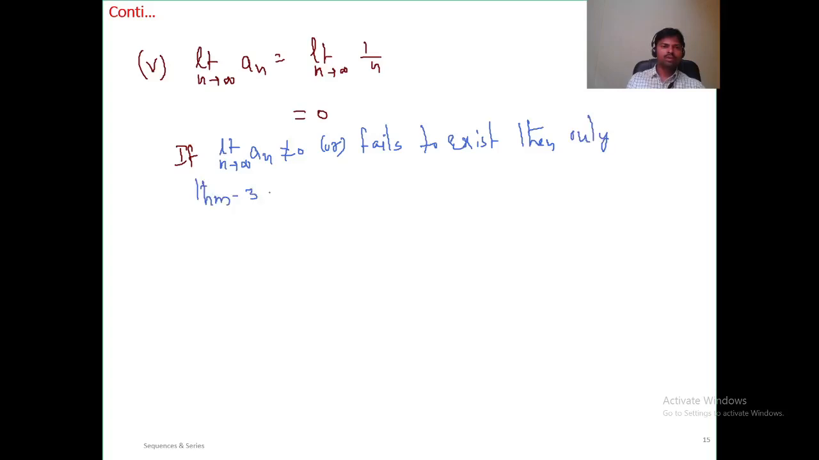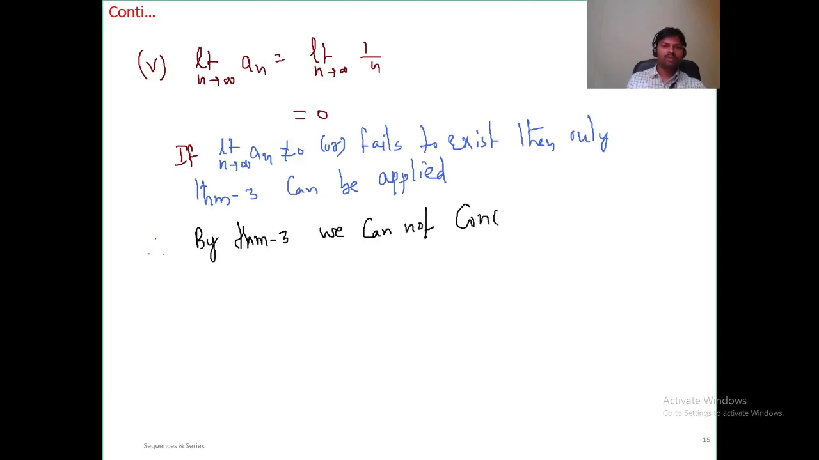But here it is not. So therefore, what is the comment here? By theorem number 3, we cannot conclude. It can converge, it can diverge. We cannot say now. Don't say it converges or diverges. Because the condition is satisfied, it diverges. Condition not satisfied does not mean it converges. Don't say like that. Okay, we cannot comment. Therefore, by theorem number 3, we cannot conclude.